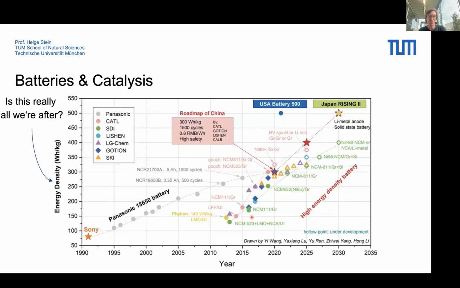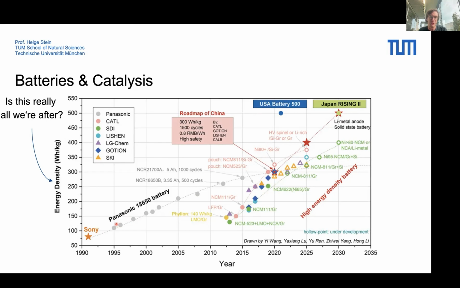Now, I don't think I need to explain to you why batteries and catalysts are super cool. This is just a chart that essentially shows you that there's a real push towards higher energy density or even higher energy capacity. There's also a question if watt hours per kilogram is really what we are after. I actually think it's more watt hours per liter, but whatever.